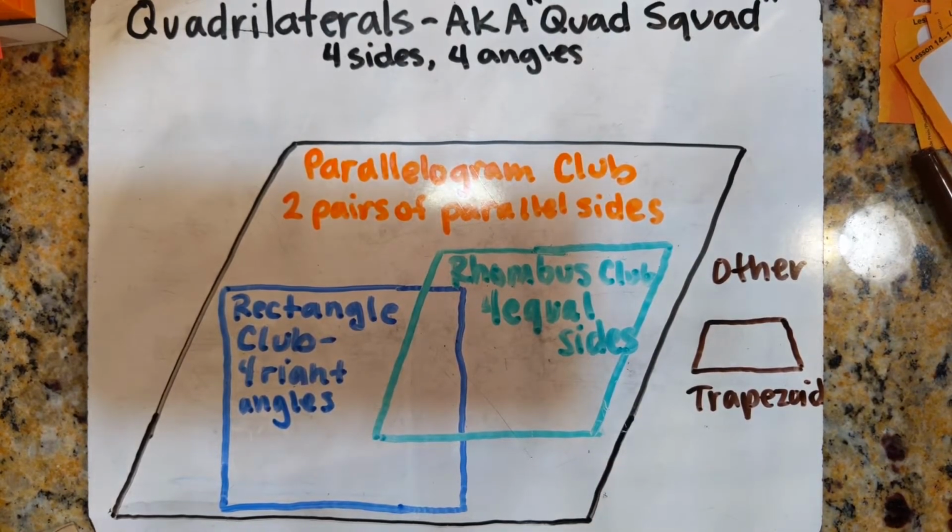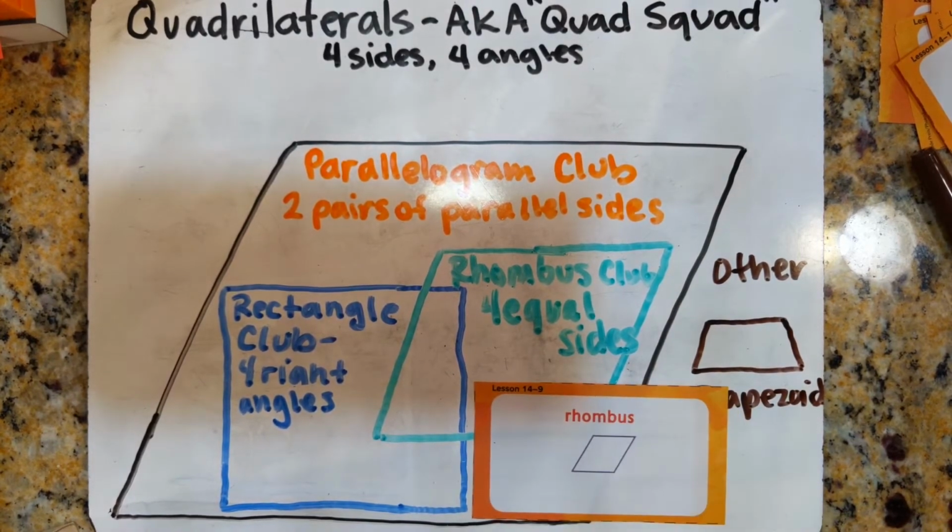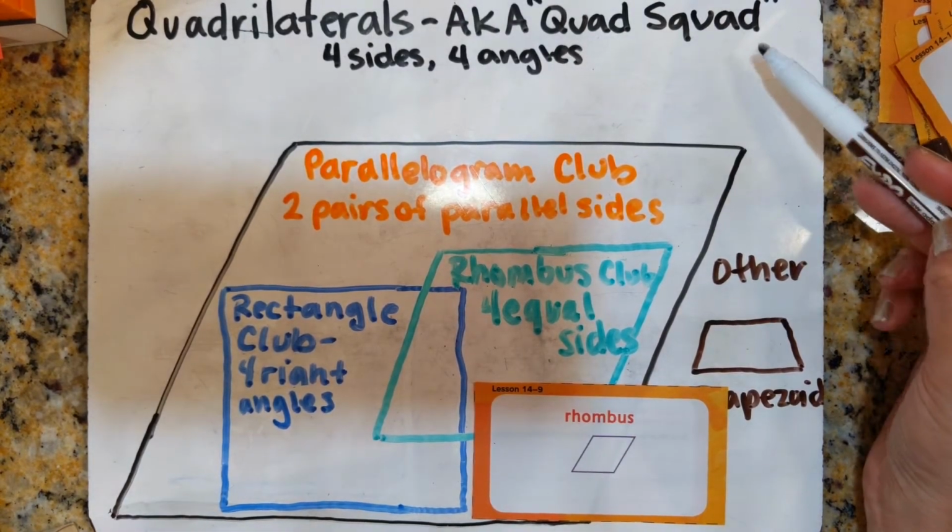Let's check out a rhombus. Does it have 4 sides and 4 angles? Sorry, my cat's really loud. Yes, absolutely it does. Okay, so it fits in the quad squad.